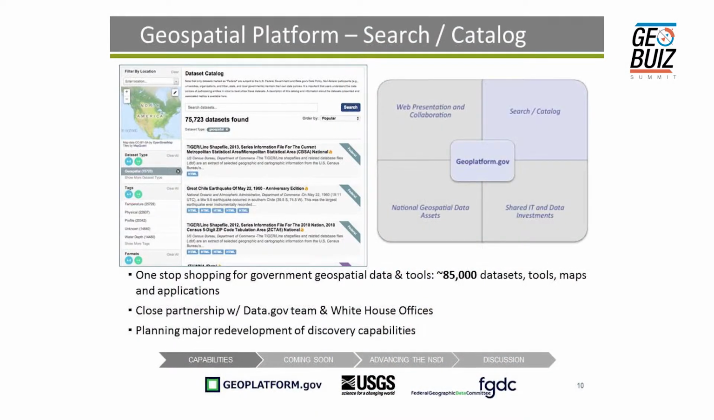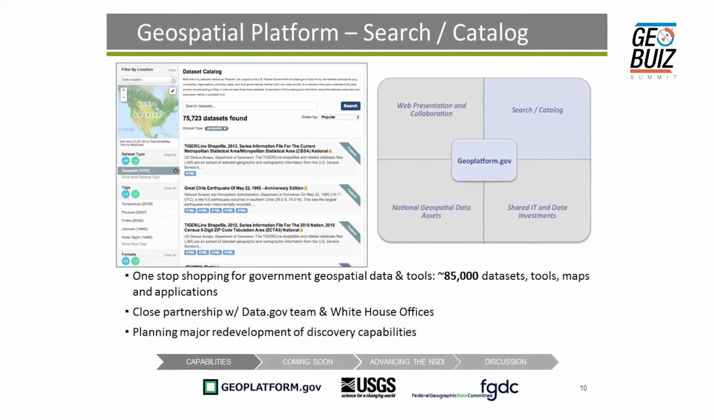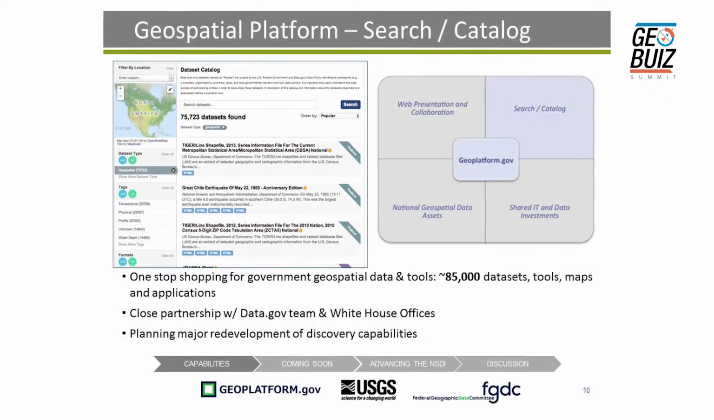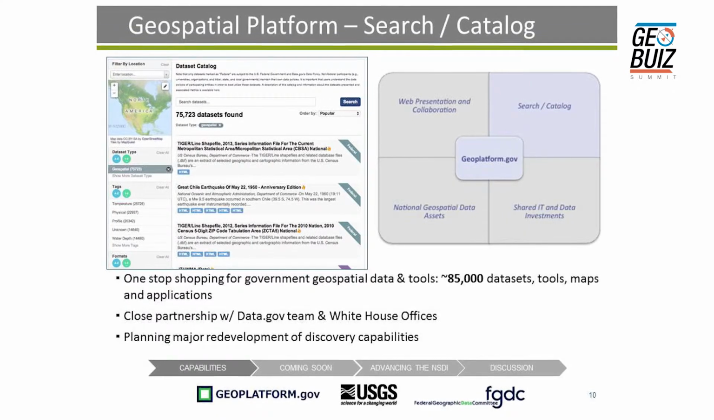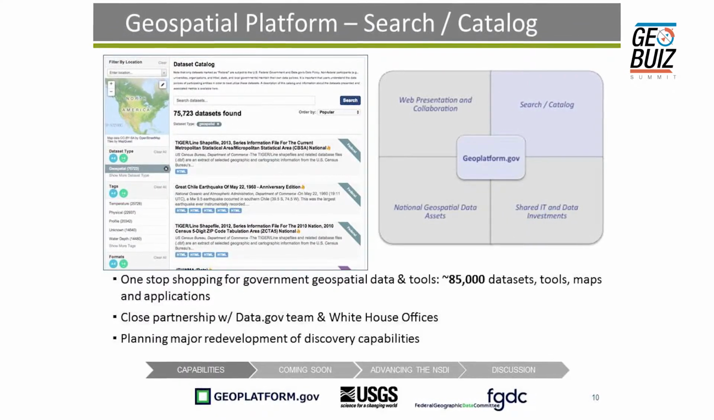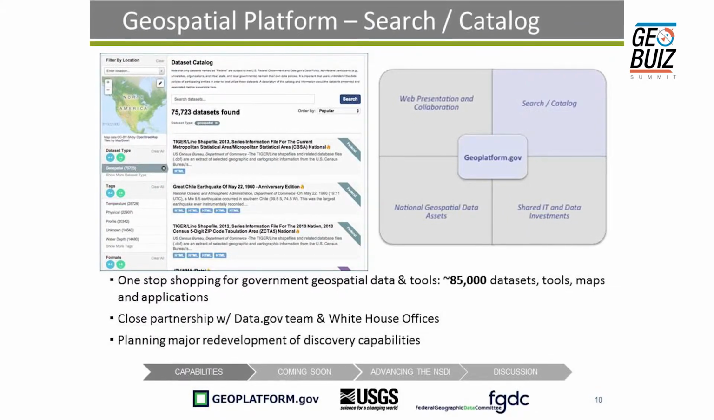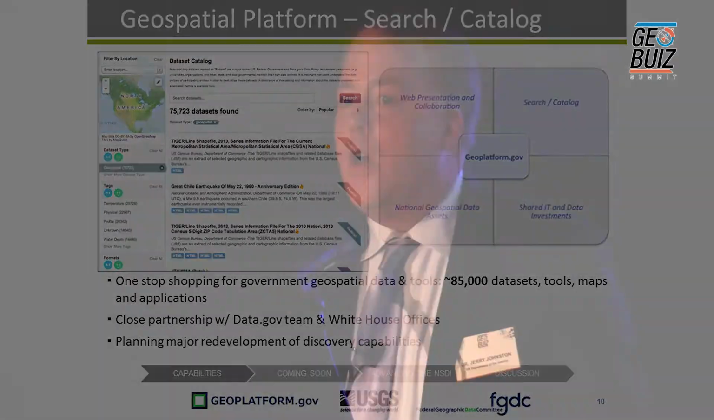Search and catalog, I've touched on this a couple of times. Again, this is something where we're looking at making major changes into the fall and into the winter, and I'll touch on that in the coming soon section. But you can see today, the number is about 95,000 data sets, tools, maps, and applications. The search today is pretty simple, and that's one of the challenges that we have. You're really looking at a bounding box, some keywords, some other search facets to narrow down what you're looking for. But we're going to be making a lot of progress in the future in terms of really refining that search experience.